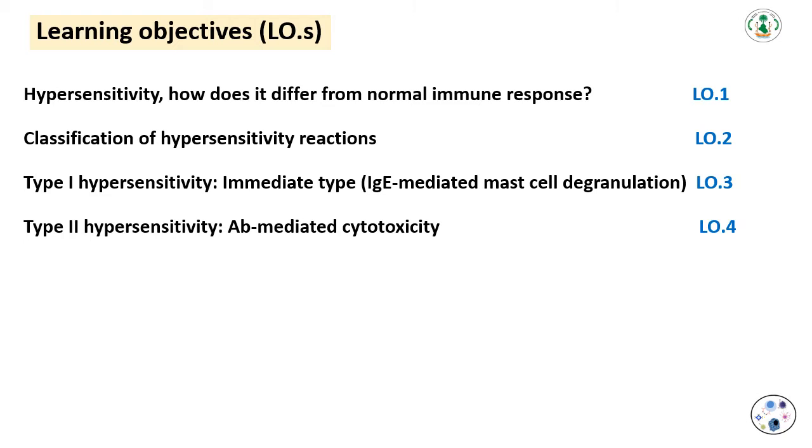Learning objectives of the lecture are hypersensitivity. How does it differ from normal immune response? Classification of hypersensitivity reaction. Type 1 hypersensitivity, immediate type, or what we call IgE-mediated mast cell degranulation. Type 2 hypersensitivity, antibody-mediated cytotoxicity.